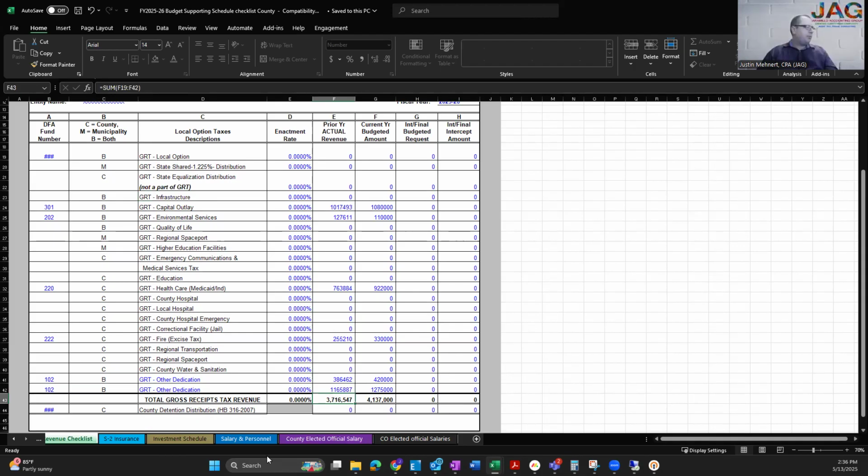So, I pulled this supporting schedule up for GRT. It has prior year actual 3.7. We are projecting a small increase there to 4.1. And I suppose that gets allocated across several funds here.